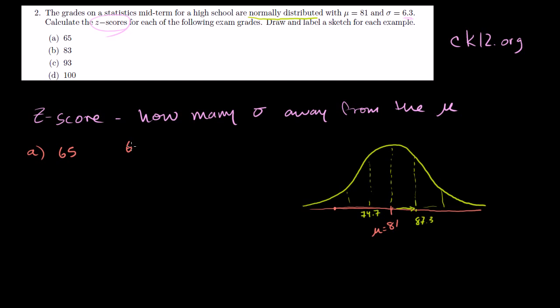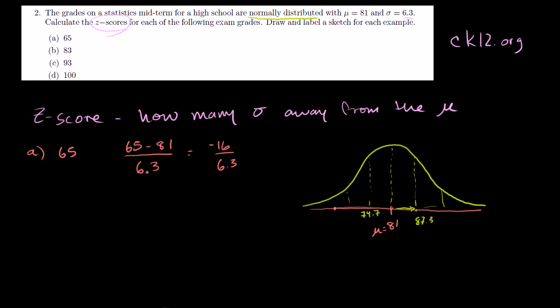So we say 65 minus 81. That's literally how far away we are, but we want that in terms of standard deviations. So we divide that by the magnitude of our standard deviation. 65 minus 81: 81 minus 65 is 5 plus 11, it's 16. So this is going to be minus 16 over 6.3.